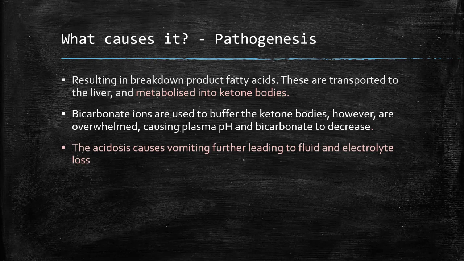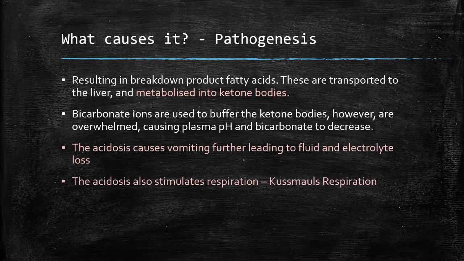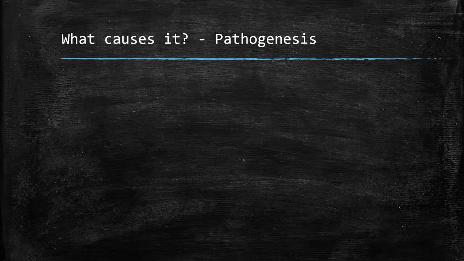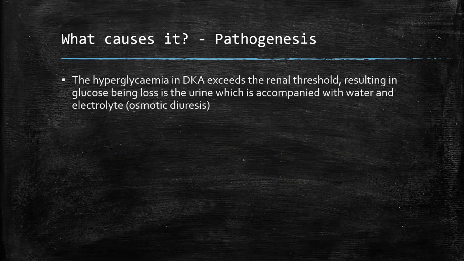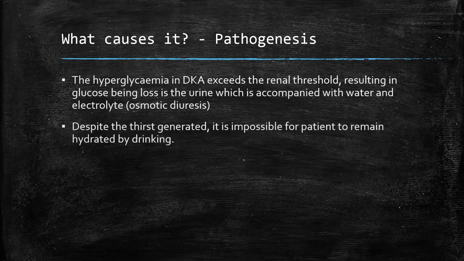This acidosis itself is a cause of vomiting, further leading to fluid and electrolyte loss. The acidosis also stimulates Kussmaul's respiration, which is a characteristic breathing pattern. Now, the hyperglycemia in DKA exceeds the renal threshold, which means there's so much glucose in the blood that the kidneys cannot deal with it at one time, so it's excreted into the urine. Okay, and where glucose is excreted, water often follows. So this results in osmotic diuresis.